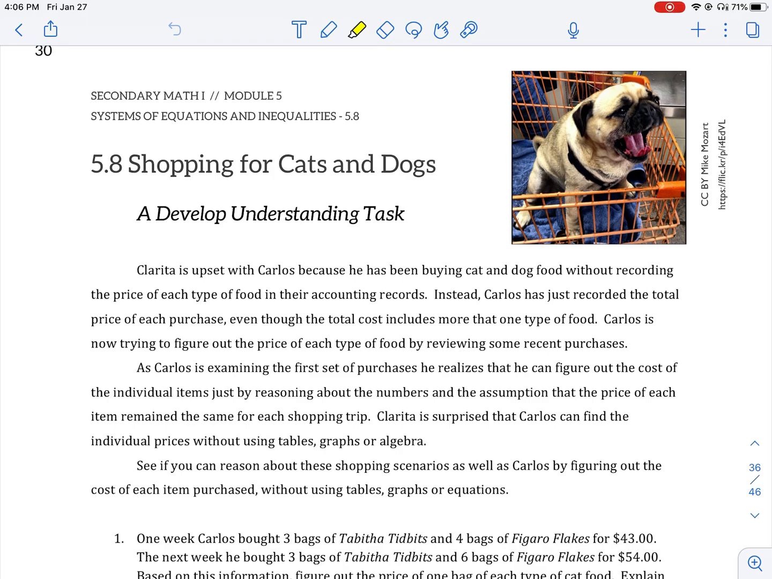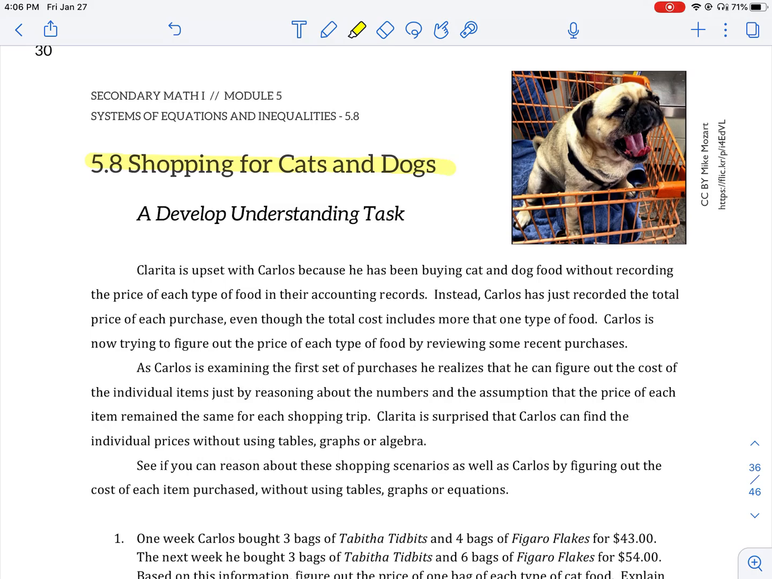So this is basically what we're doing for today. It's a task for 5.8. Okay, we're doing the task for 5.8. And the idea is that we are going to be reading some word problems and trying to use that to figure out some things.